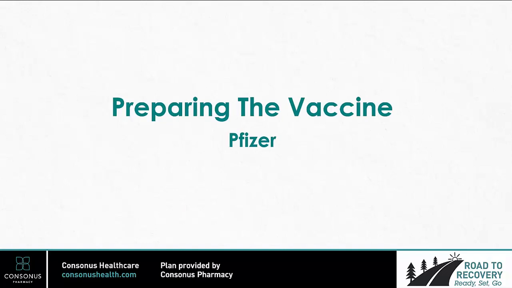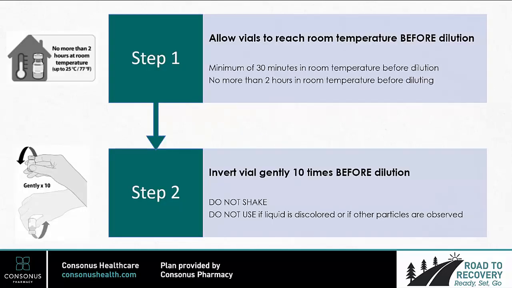This next section of the vaccine administrator training covers the CDC instructions for preparing the Pfizer vaccine. The first step is to allow the vaccine vials to reach room temperature before dilution. The vials should be in room temperature for a minimum of 30 minutes before dilution and no more than 2 hours in room temperature before diluting.